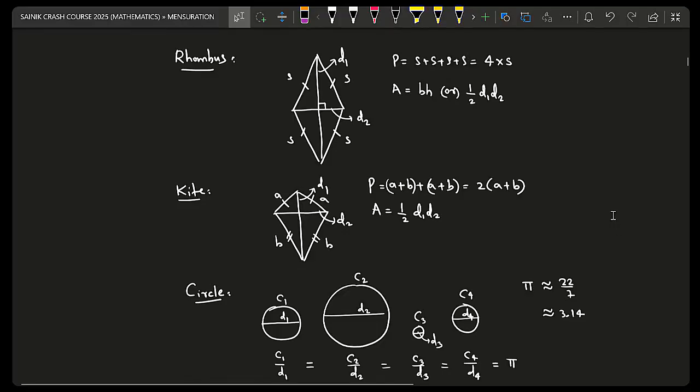So if base and corresponding height are given, you use the BH formula. If diagonals are given, you use half into D1 into D2. Okay. Harini.